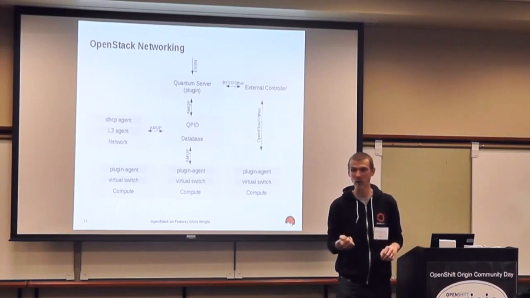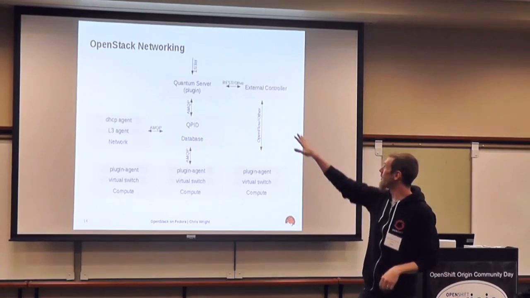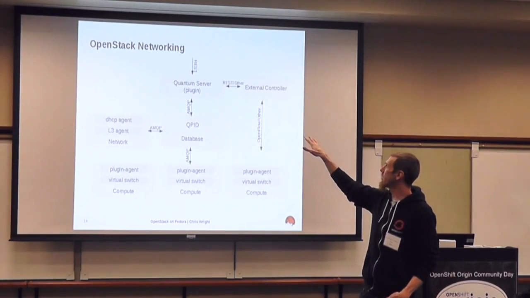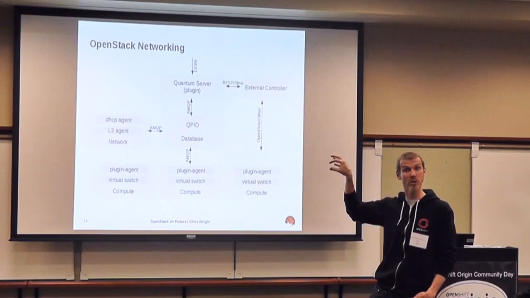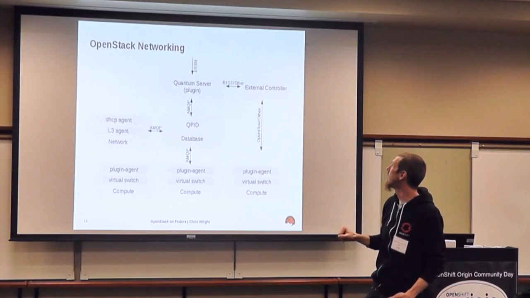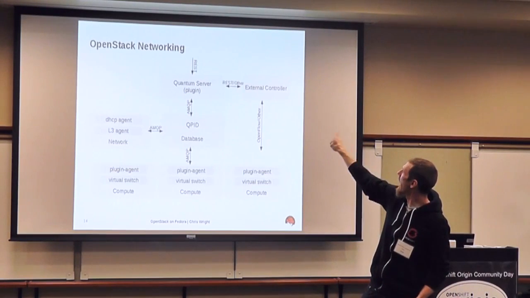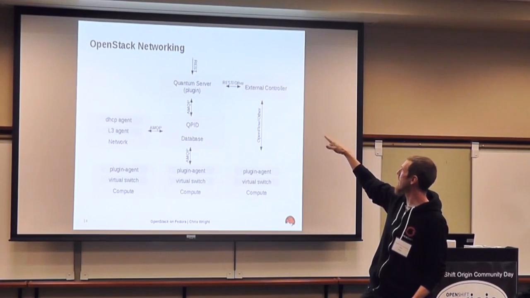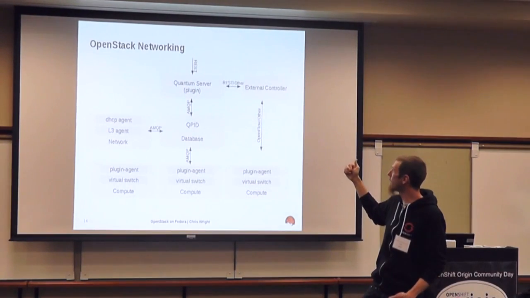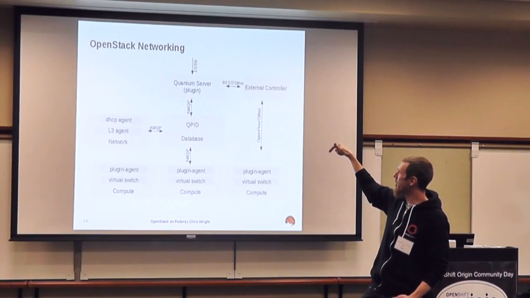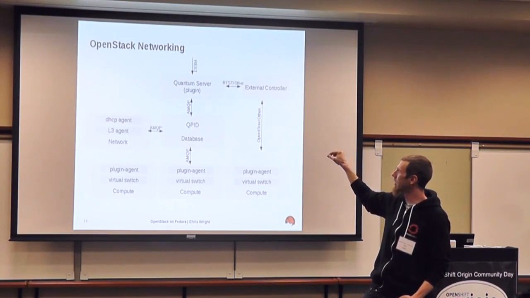This is the pictorial view of Quantum. We have a Quantum server at the top, which has integrated together both the API service and some of the server or engine functionality. You see, I have one path here, which is a REST or other interface to an external controller, and the standard Qpid and database component.